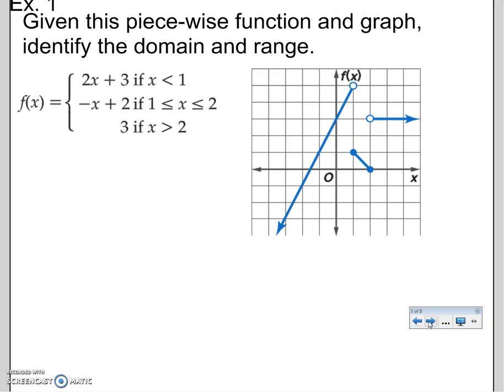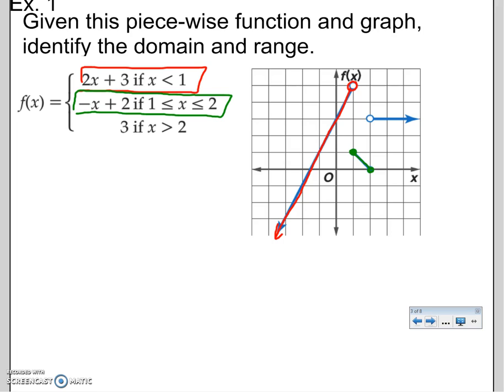So in example 1, it's just given this piecewise function and graph, identify domain and range. So this piecewise function has three parts, as 2x plus 3 if x is less than 1. It's a closed circle. It's this line right here. Alright, so open circle. It has this other piece, negative x plus 2 if x is between 1 and positive 2, and they're both closed, so closed.